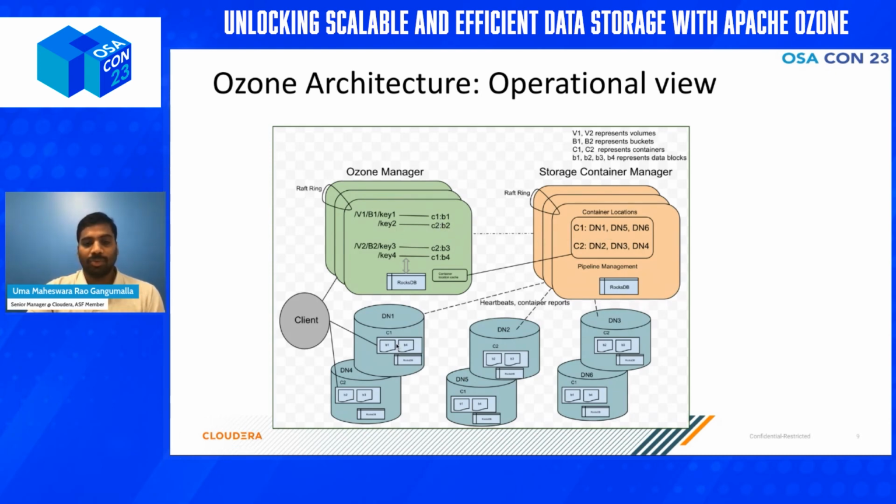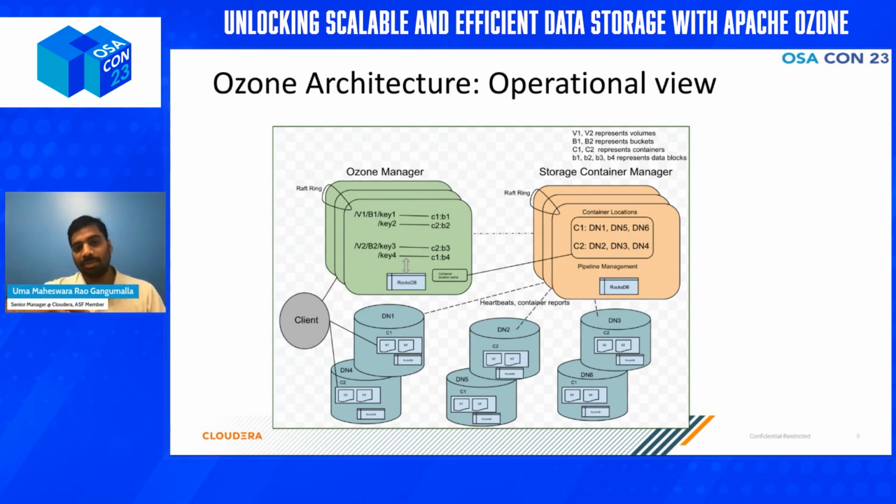If you go to data node 1, 5, and 6, they have the container C1, C1, C1, which can keep the physical blocks associated with that container. So each key can map to a specific container, and one container can be mapped to multiple files.